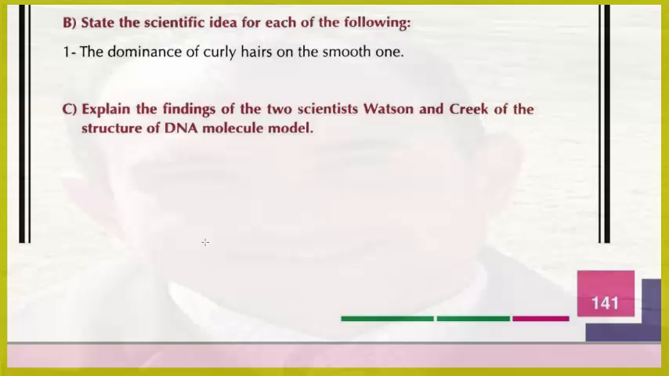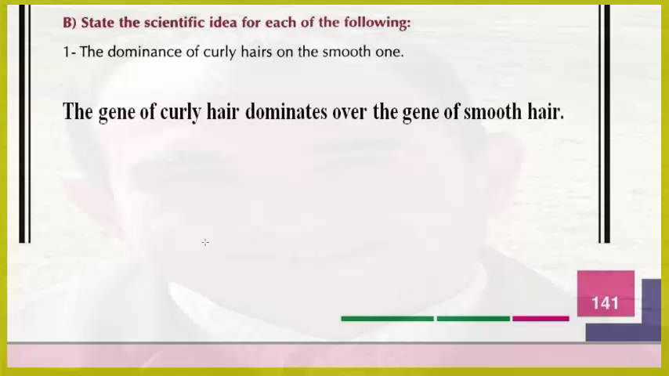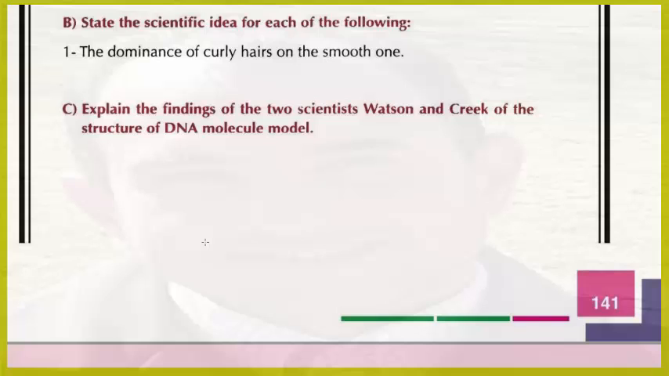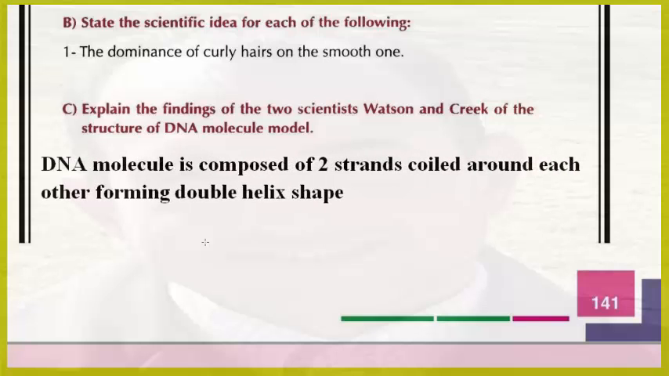State the scientific idea for each of the following. Number 1, the dominance of curly hairs on the smooth one. The gene of curly hair dominates over the gene of smooth hair. Explain the findings of the two scientists Watson and Crick of the structure of DNA molecule model. DNA molecule is composed of two strands coiled around each other, forming a double helix shape.